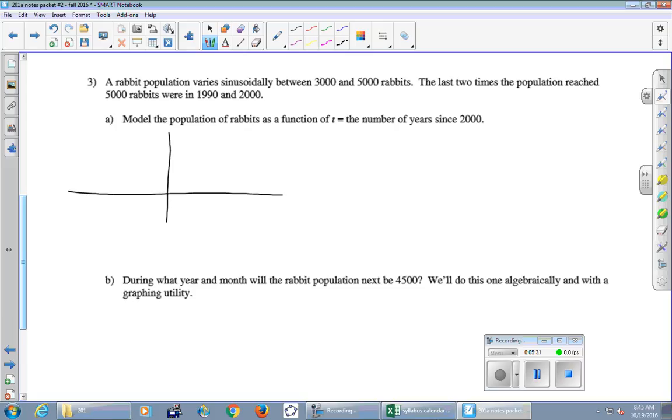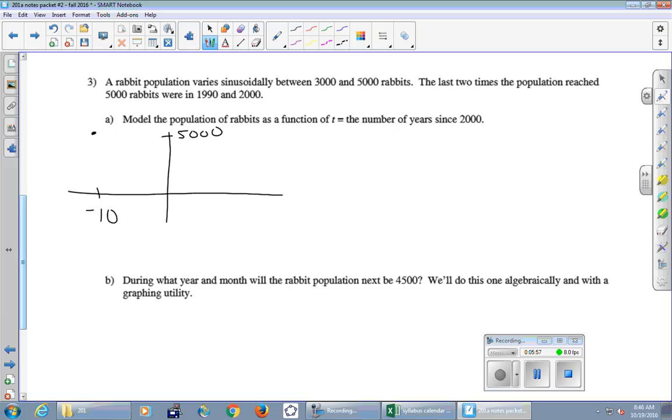Okay, so I have information back in 1990. Now, if t is the number of years since 2000, then what value of t is 1990? Is it 10? Is it negative 10? So we're coming out here to negative 10, and what was the population? It was 5,000. So we're up here at 5,000, and I've got my first point on my population curve.